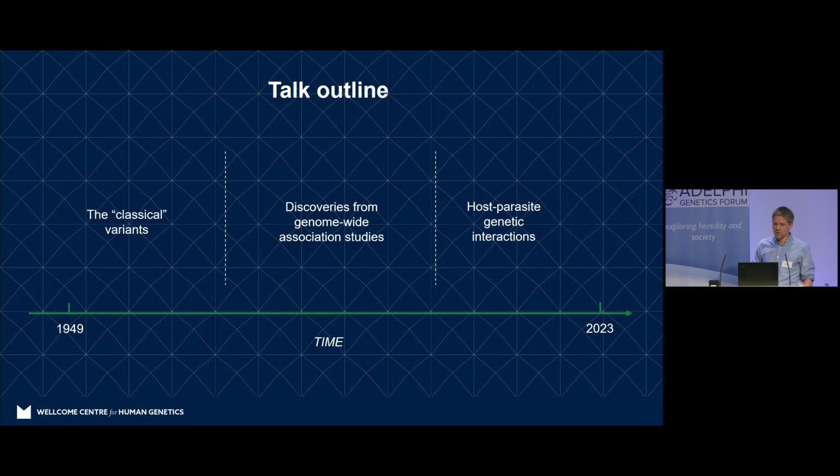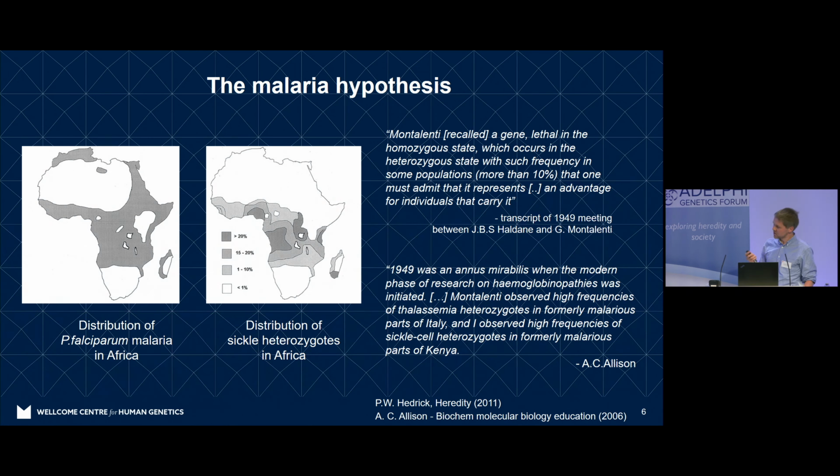So I can do this bit quickly because we've heard a bit about this already, right? The original evidence for genetic variants in susceptibility to malaria was this epidemiological observation that some human traits seem to co-localize with areas where malaria was prevalent. So here's a couple of quotes on that from 1949, which seems to be the date where this really kicked in. Here it is, Montalenti recorded a gene lethal in the homozygous state, so that means if you carry two copies of it, lethal, and it occurs in the heterozygous state with such high frequencies that it must have been an advantage for individuals that carry it.